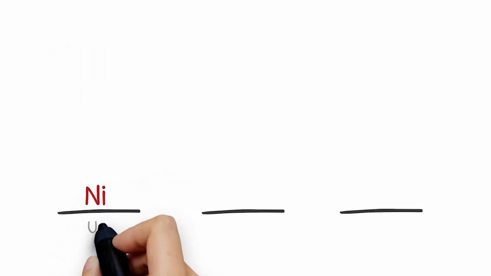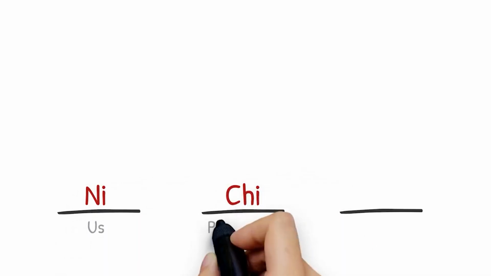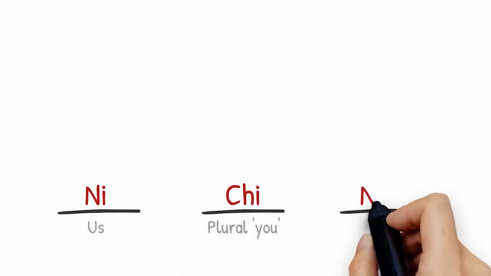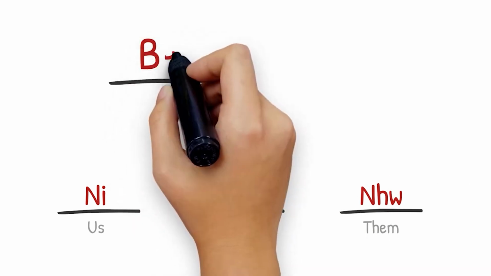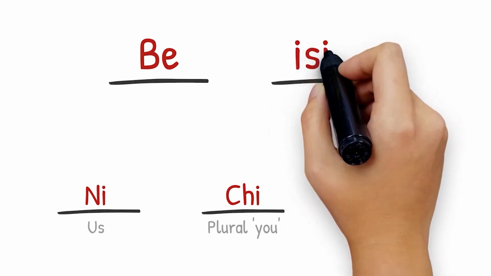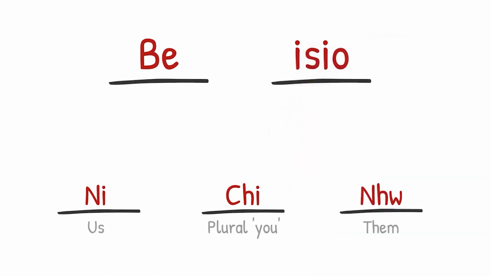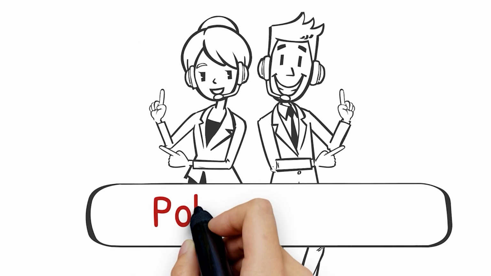You will look at other persons in this section. Ni, us, chi, plural, you, and nhw, them. But this video will help you form the patterns by using be in the question and isio as you ask and answer the question. Pob hwyl i chi.